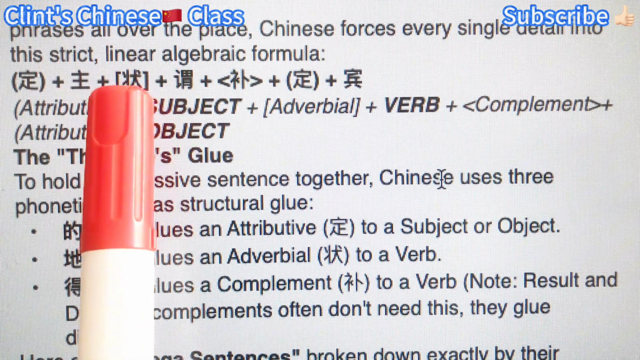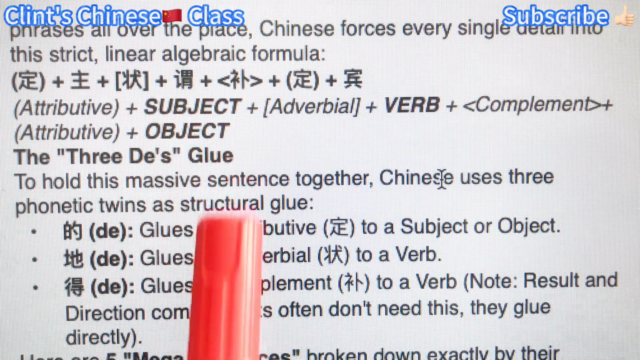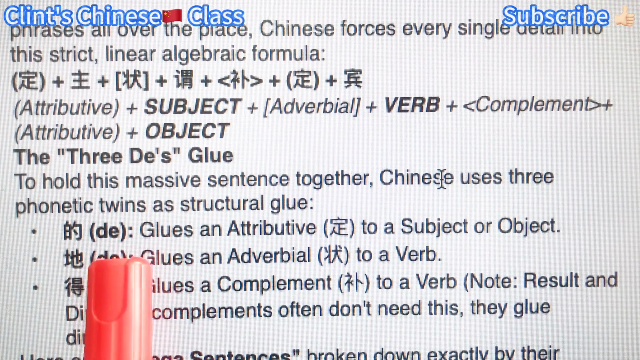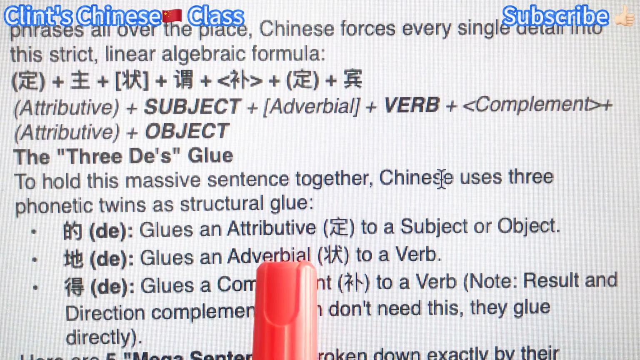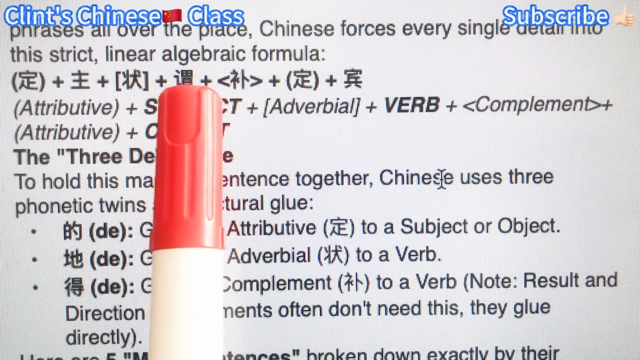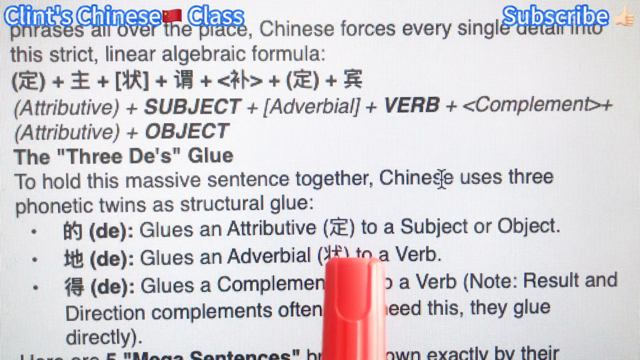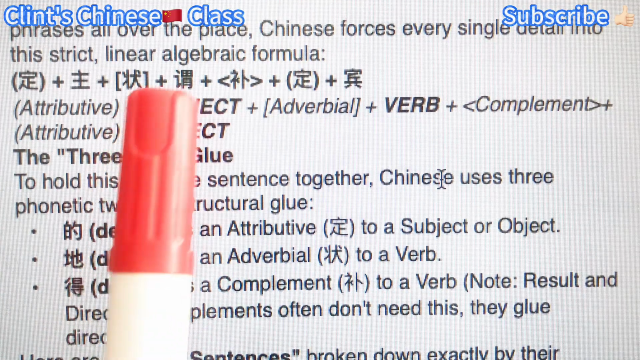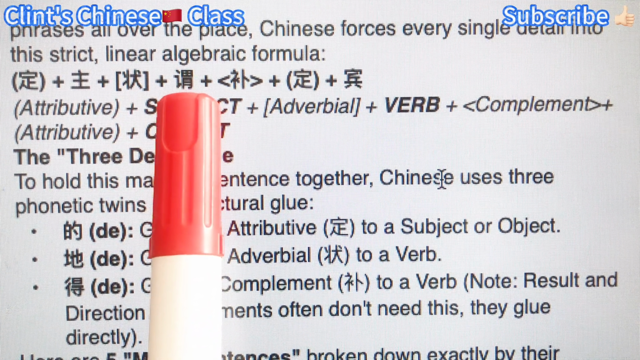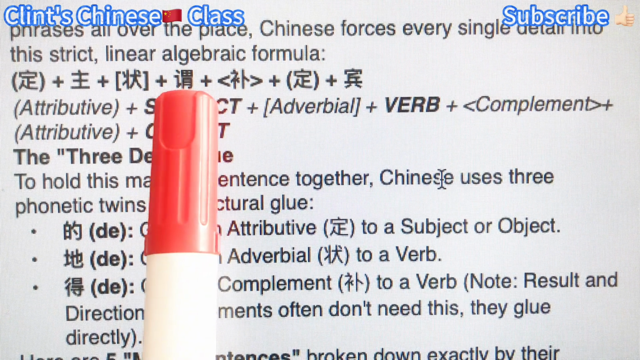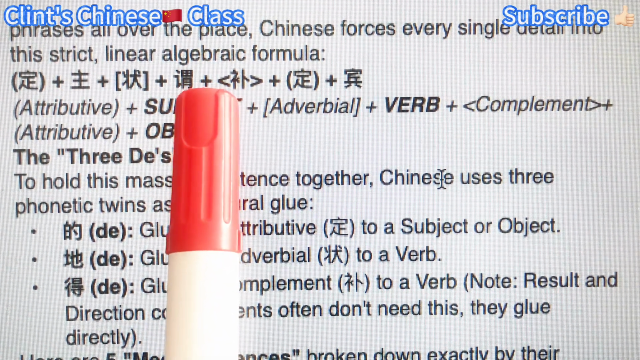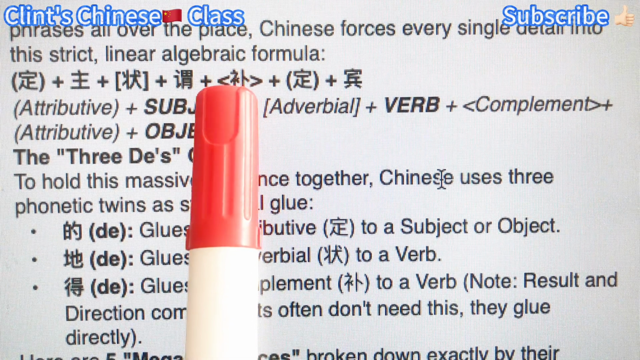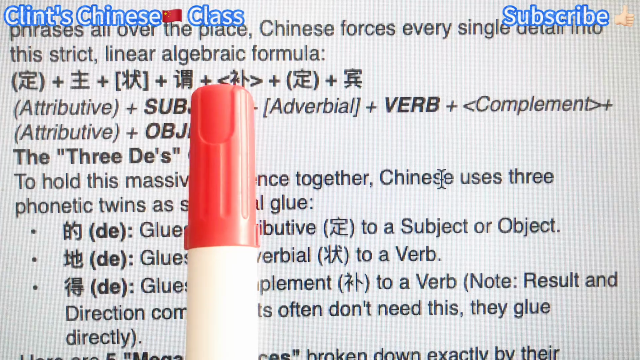And to connect adverb and predicate or verb, we use this second de. Yeah, to connect adverb and verb to modify the verb, like how you do something, like run quickly or run slowly. Now, after the verb, we have the complement.